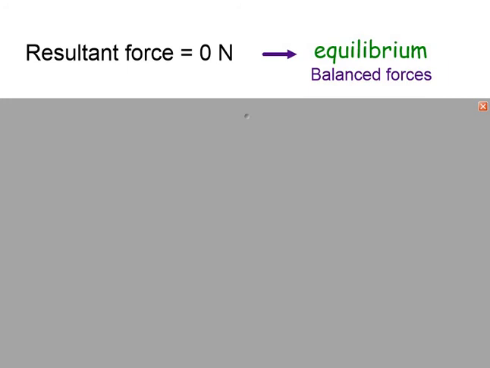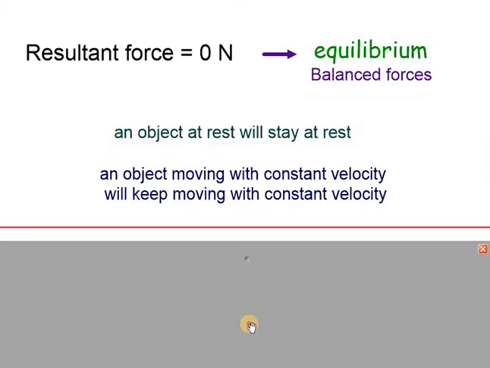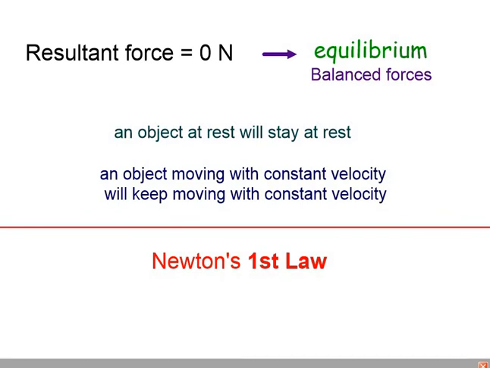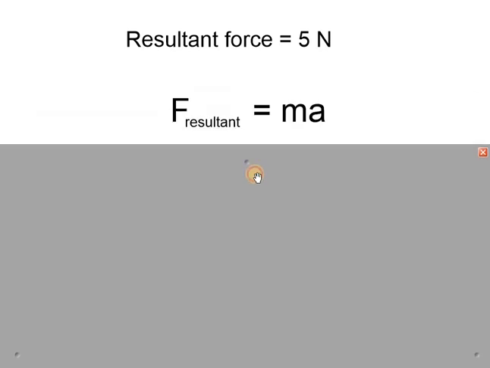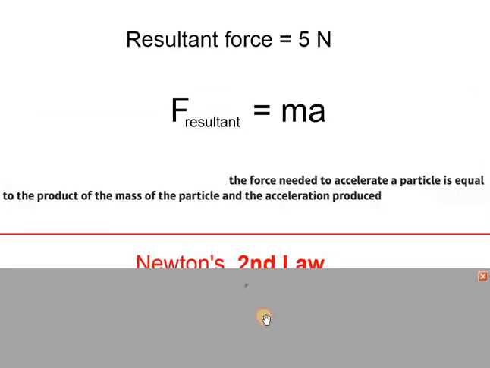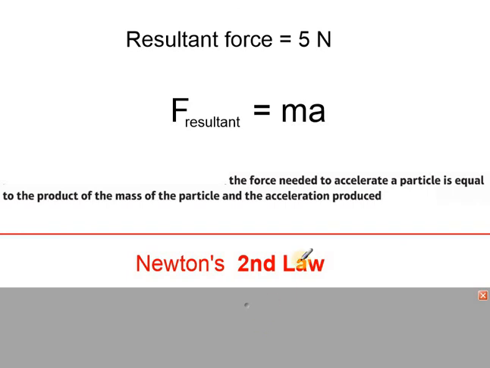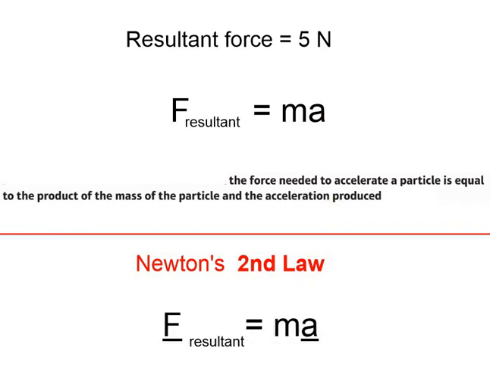If the resultant force in any direction is 0, we have equilibrium or balanced forces, which is essentially Newton's first law, and the acceleration will be 0 in such cases. If we do have a resultant force, for example 5 newtons, then we can use F equals ma from Newton's second law of motion, and this can be given in vector form as well, like so.